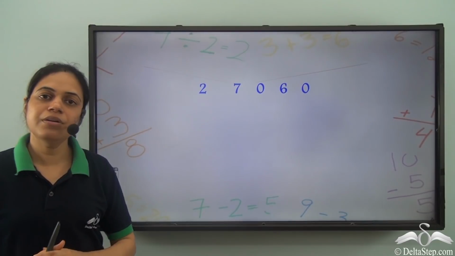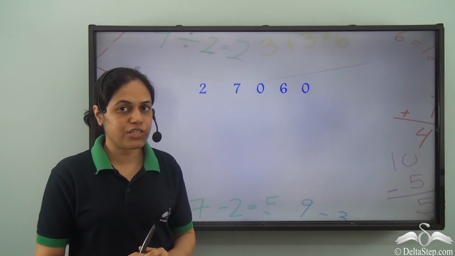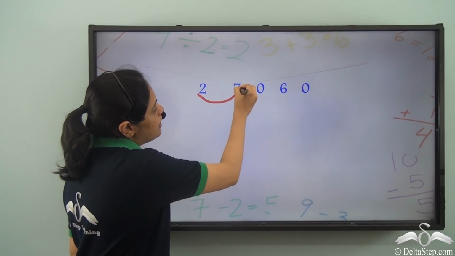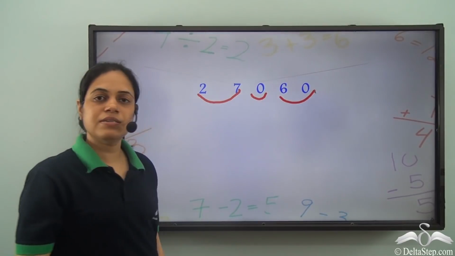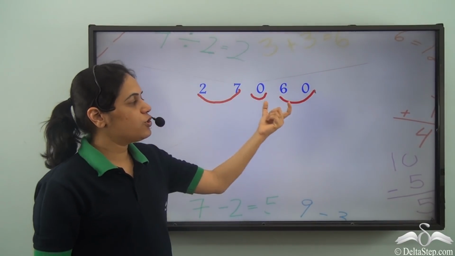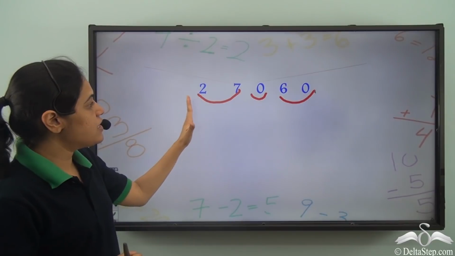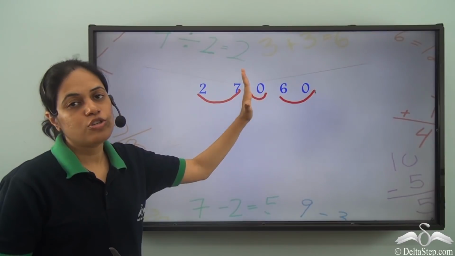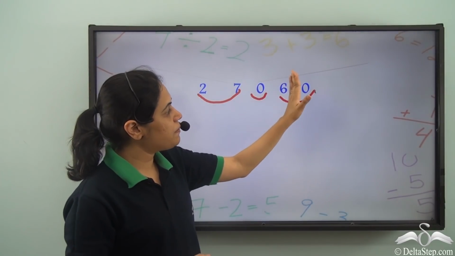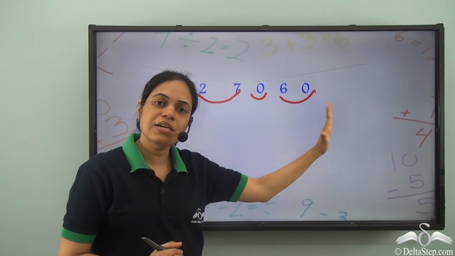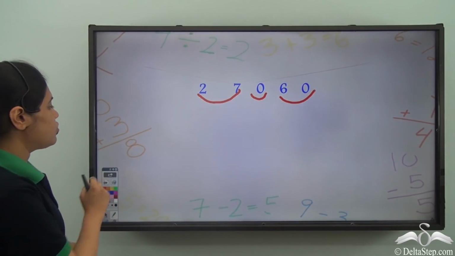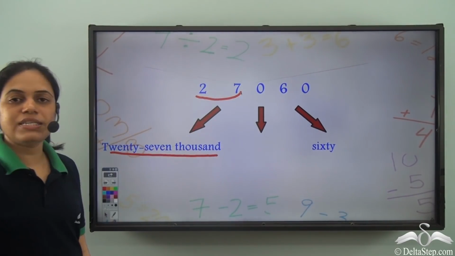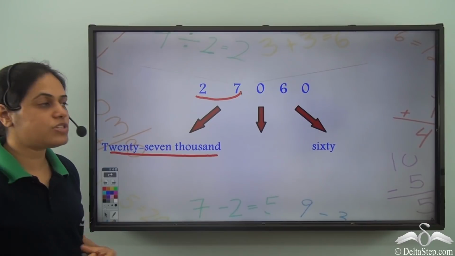Now what about this number? Once again, it is a 5-digit number, 27060. So in order to name it, I need to break it into 3 parts. The first part will be 27,000. The second part has 0, so we don't write it. And the third part has 60, so it will be 60. So the number name will be 27,000. So from this 27, I get 27,000.